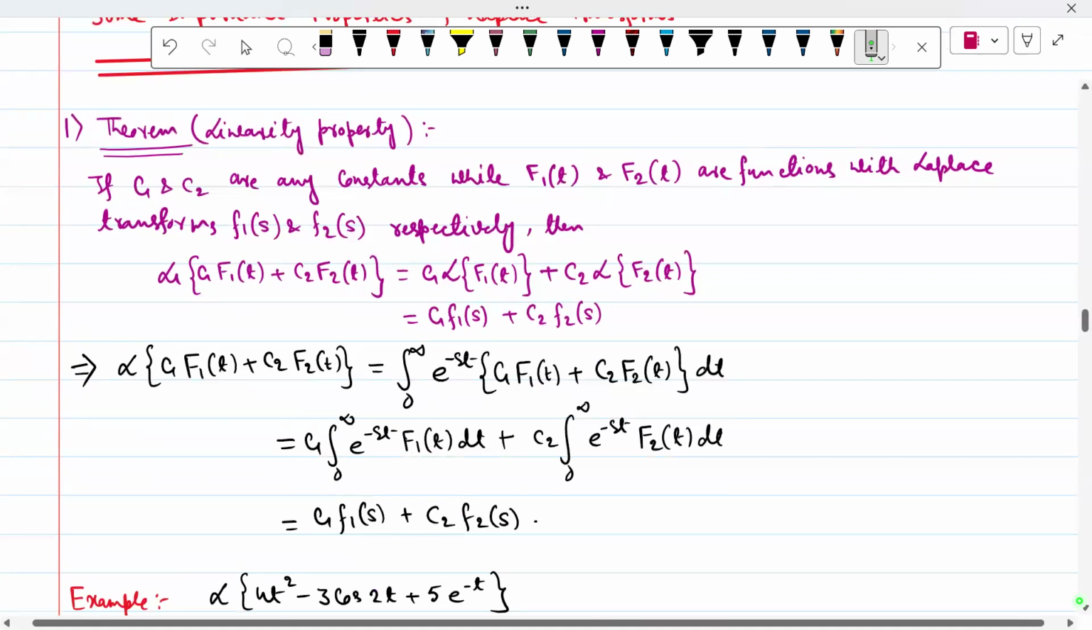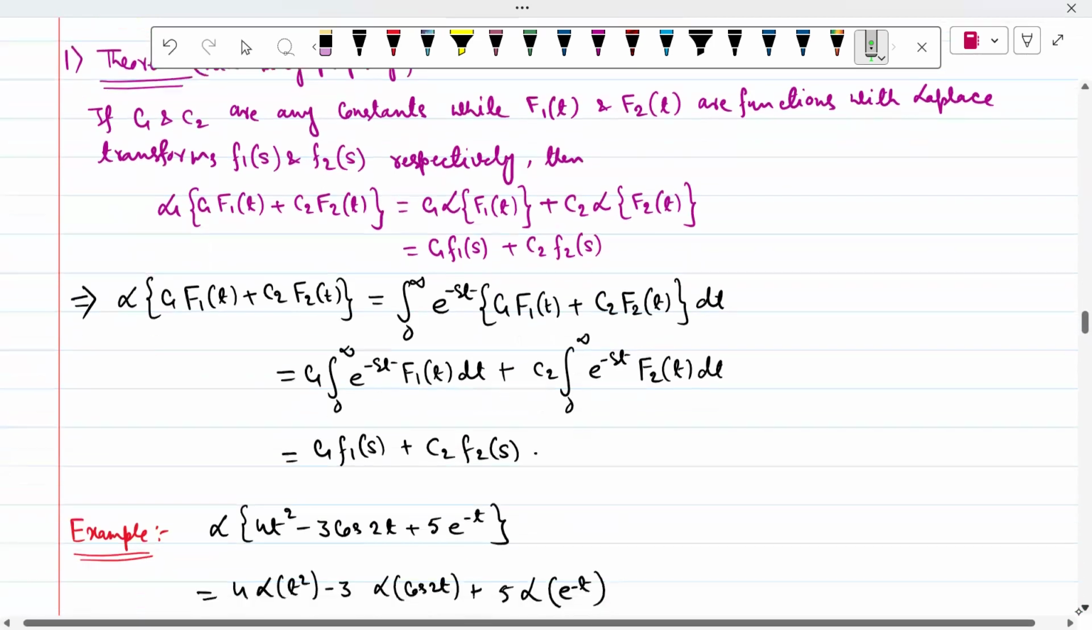The proof is very easy. The Laplace transform of C1 f1(t) plus C2 f2(t), how should we write it? 0 to infinity, we take e to the power minus st, and then we put this value here. Now this is simple integration. C1 is a constant. We break this like this, and this is the Laplace transform of f1, and this is the Laplace transform of f2. So you get C1 F1(s) plus C2 F2(s). So this is a simple proof of the formula.